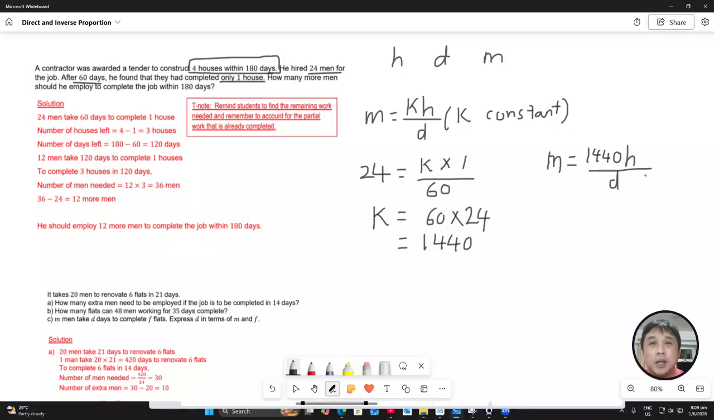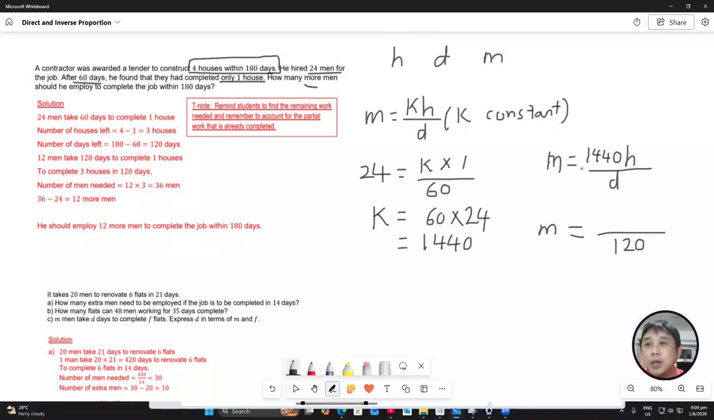You notice that the question asks, how many more men should he employ to complete the job within 180 days? If you think about it, we had already used up 60 days. So the remaining number of days, to be very truthful, is only 120. All right, so let's just put it in first. And then how many more men? We need to find the men first. After that, we will subtract because the keyword is more men, right? So let's just find how many men first for the remaining days.